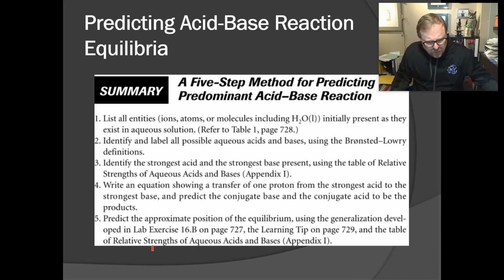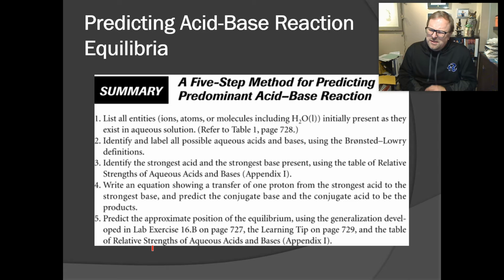So the last thing that we're going to do here is we're going to come up with a way that we can predict a predominant acid-base reaction. So let's say we're doing something new we've never done before, and we're mixing some chemicals together to see what's going to happen, and we want to predict what the results are going to be or how things are going to end up. So we are going to follow a 5-step method to do this.